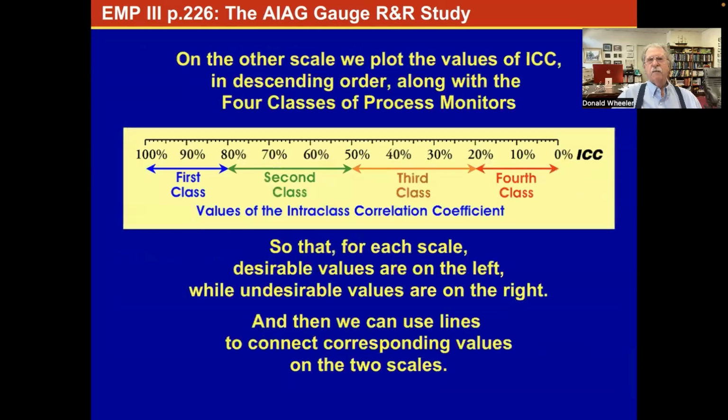On the other scale, we plot the values of the interclass correlation in descending order, along with the 4 classes of process monitors, first, second, third, and 4th class monitors. So that for each scale, desirable values are on the left, while undesirable values are on the right. And then we can use the lines to connect the corresponding values on the 2 scales.